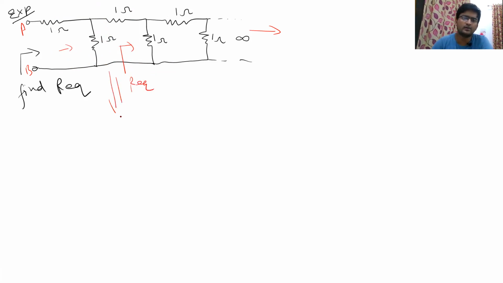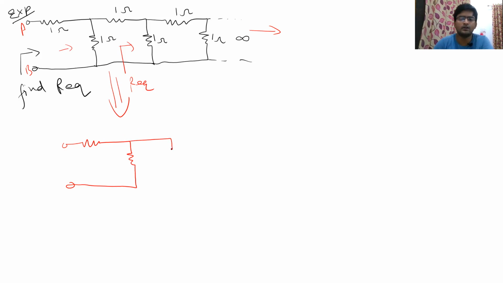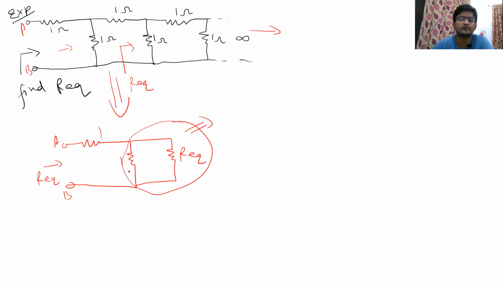So what you can draw from this circuit is like this. Draw only the first repeating part, and all the other part can be replaced with R equivalent. So this is your A, B point, and here you want to find R equivalent, and this is your 1 ohm. Now you can easily solve the circuit. This is the parallel combination of 1 and R equivalent, let me call it R dash, and R dash will have the value of R equivalent into 1 upon 1 plus R equivalent, and this whole combination will be in series with this 1 ohm resistance.